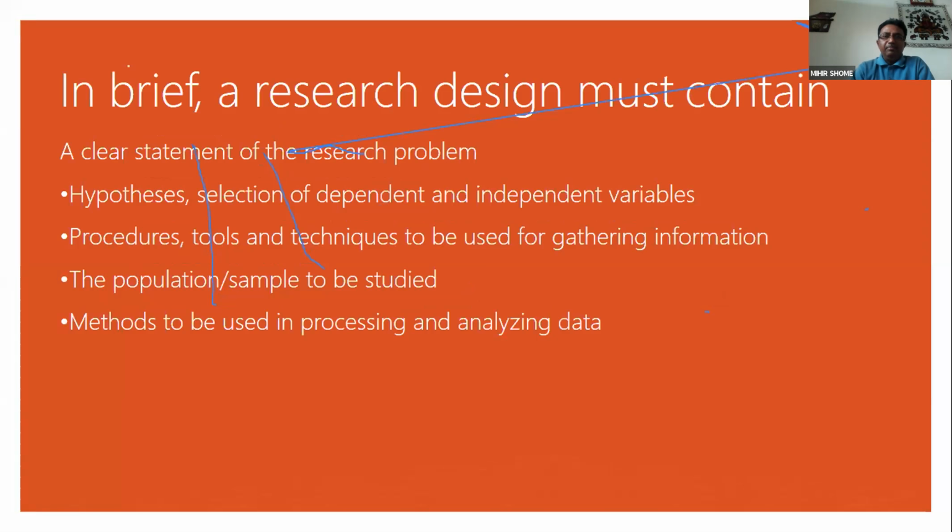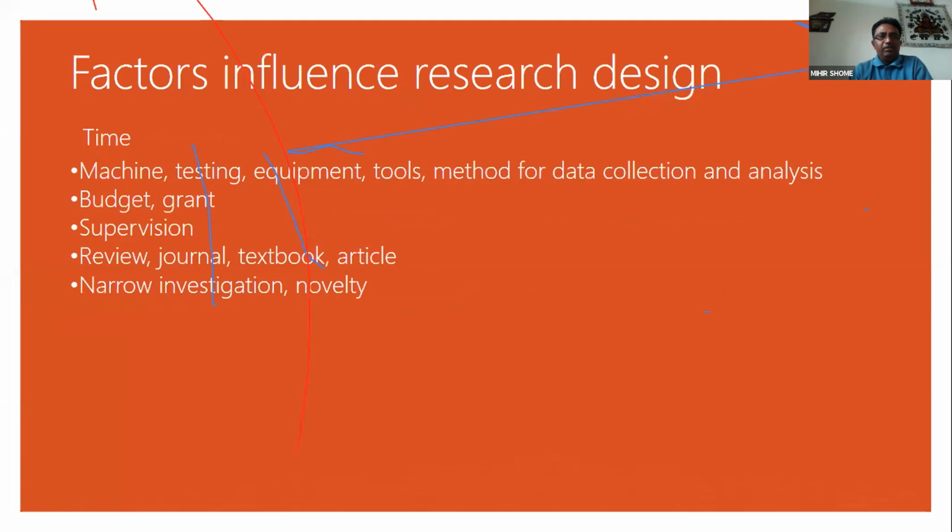In brief, a research design must contain a clear statement of the research problem, hypothesis, selection of the dependent and independent variables, procedure, tools and techniques to be used for gathering information, the population sample to be studied, and methods to be used in processing and analyzing the data. Factors influencing research design: time, machine, testing, equipment, tools, methods for data collection and analysis, budget, grant if any, supervision, review, journals, textbooks, articles, narrow investigation, novelty, etc.